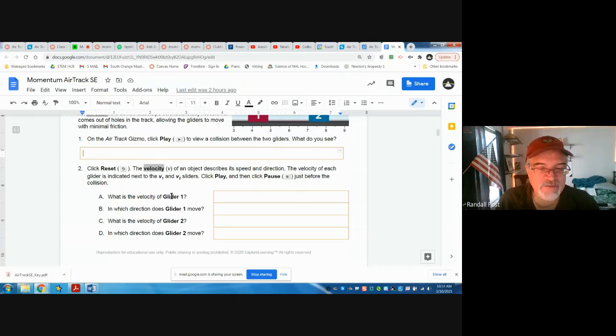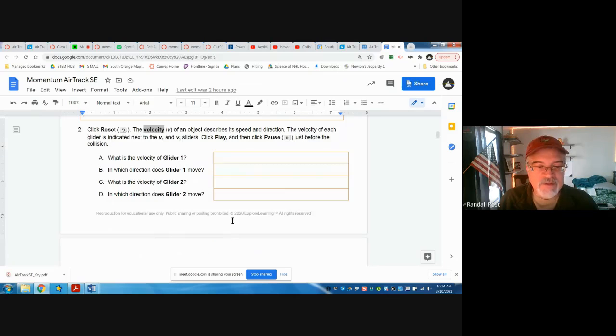So what is the velocity of glider 1? +5. In what direction does glider 1 move? To the right. What's the velocity of glider 2? -5, and that means it's moving to the left. Easy, right?